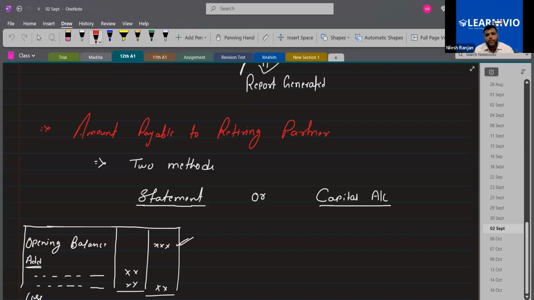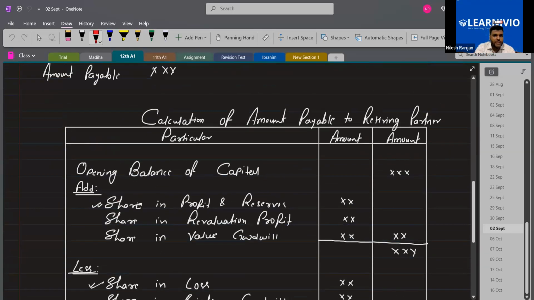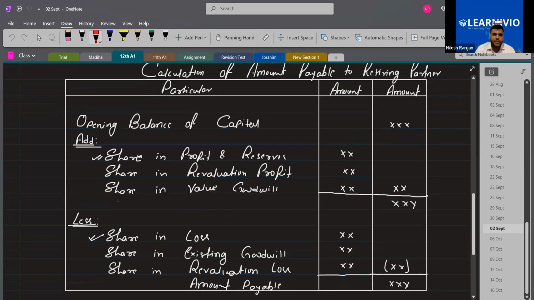Okay. So amount payable to deceased partner's executor. Two methods, it will be same. Either you can prepare a statement or you can prepare capital account. So for preparation of a statement, this is the method you have to use. Opening balance of capital, share in profit and reserve, share in revaluation profit, share in value of goodwill, these items will be added. Then share in loss will be deducted, share in existing goodwill will be deducted, and share in revaluation loss will be deducted.